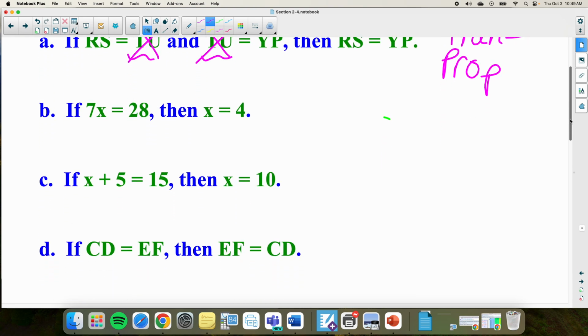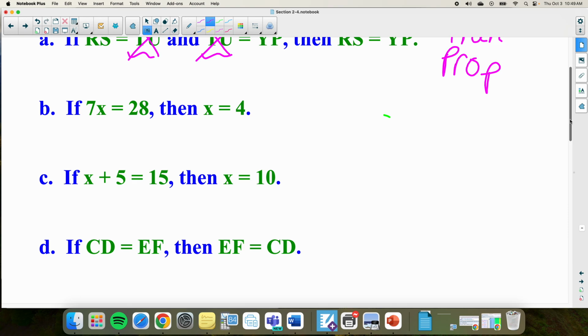Then here, if you're solving this in algebra and you have to start on the left, what would you do to both sides to get this? You would divide, right? You divide both sides by 7, and that's how they get x equals 4, and then you'd go division prop. Now on your assignment and on the quiz, you have to say prop. Kids don't, and then they lose a lot of points.